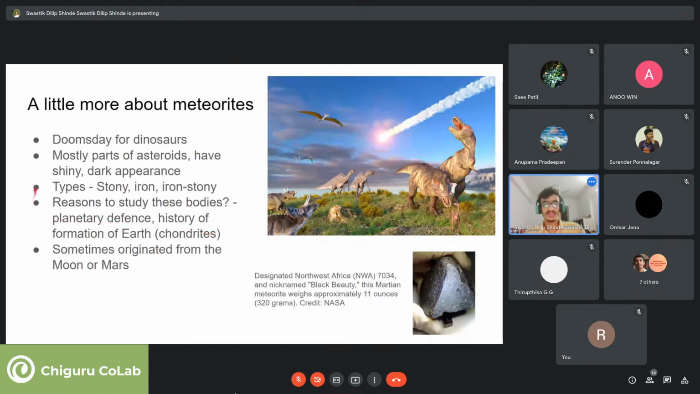Now you can see here, it has a shiny surface, right? The reason is that as the asteroid is entering the atmosphere, it's burning. Its surface becomes so hot that it melts, and that melting leads to this shiny kind of surface.